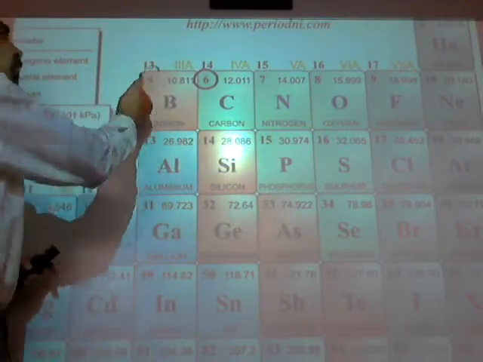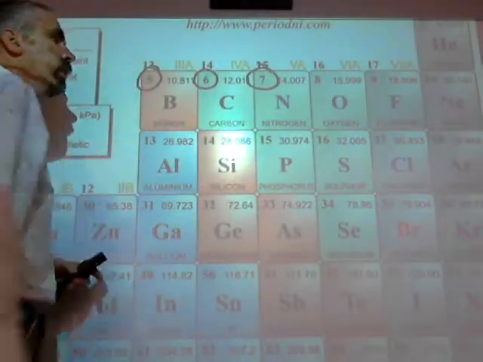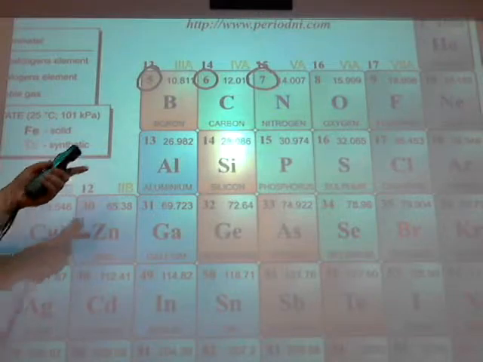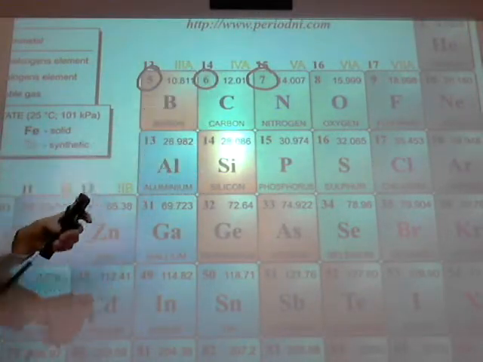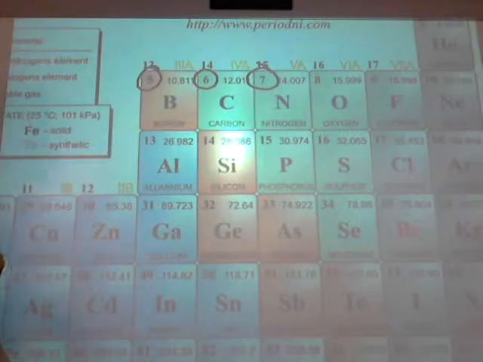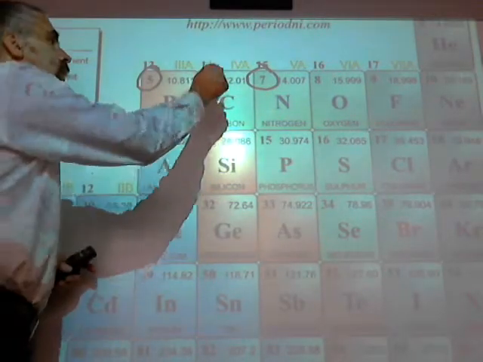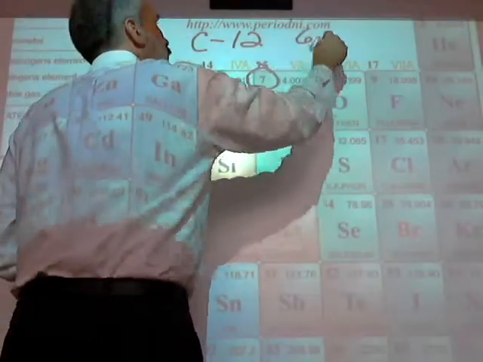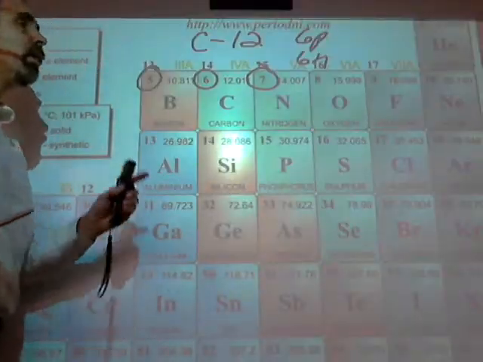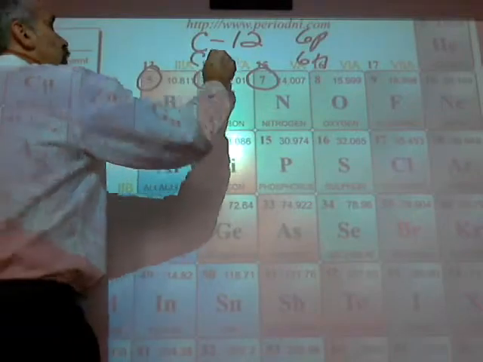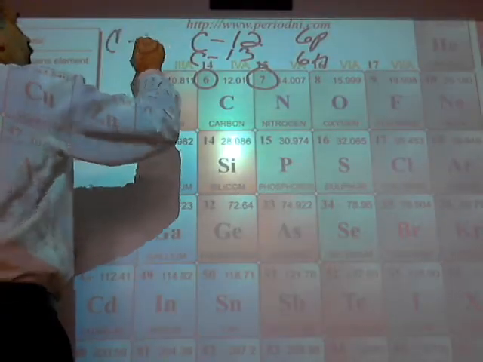And there are 5 protons in boron and 7 in nitrogen. I can't change that number. If I take away 1 proton from carbon, what have I made? I made boron. If I add a proton to carbon, I've made nitrogen. However, the same carbon 12 that I picked as my standard has 6 protons and 6 neutrons. That's only one of the isotopes of carbon. Actually, carbon exists as 3 isotopes. You could actually have carbon 13 and carbon 14.